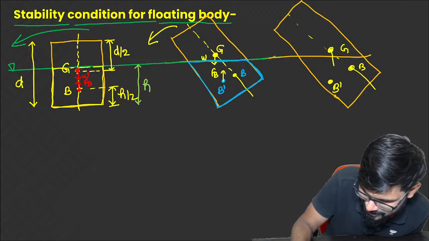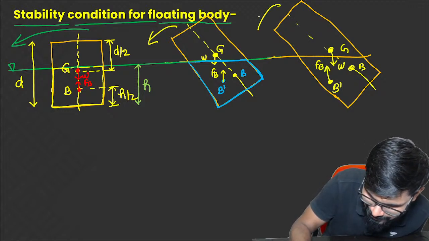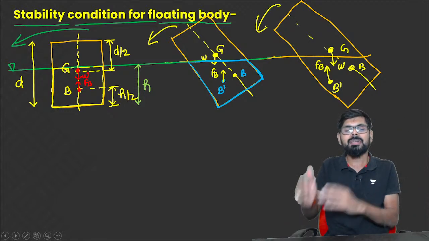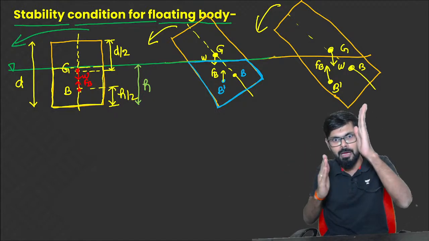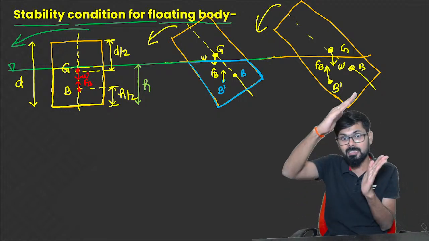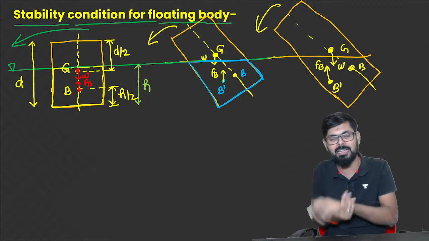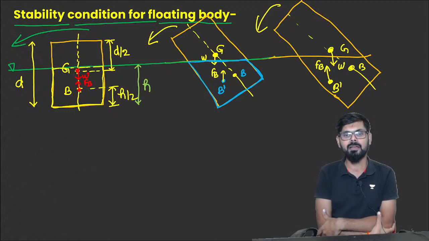So this will act here, weight, and this will act here, FB. Now you can see that we are tilting in this direction, but it is again trying to move in the previous direction. You are getting my point now? A couple is formed in the end in the reverse direction.